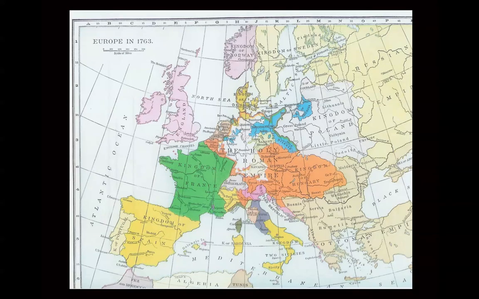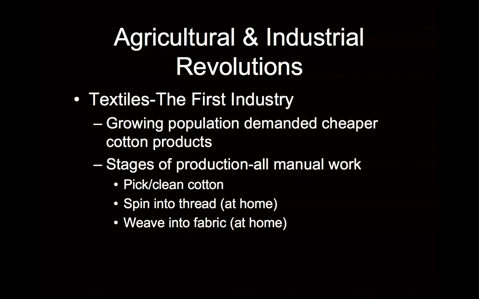Here's a map of Europe. You see England in the top left-hand corner, and as an island, it had far more advantages than France or Spain or Russia in terms of transportation and in terms of the ability to really have an industrial revolution before anybody else. The first industry that industrialized was the textile industry, the clothing industry.